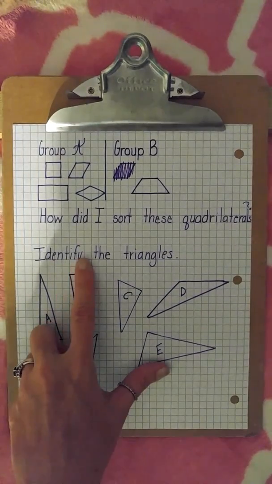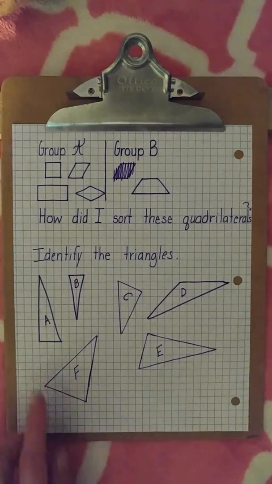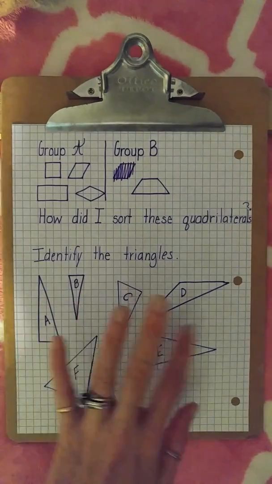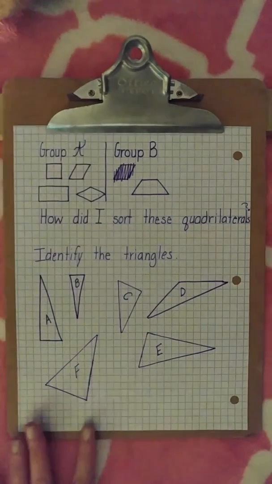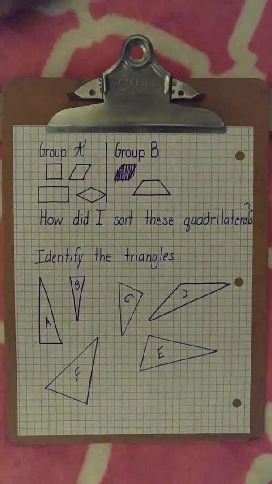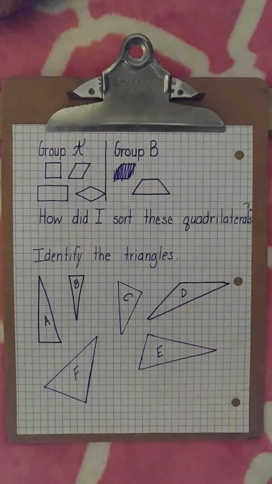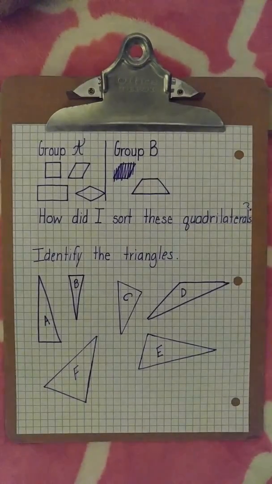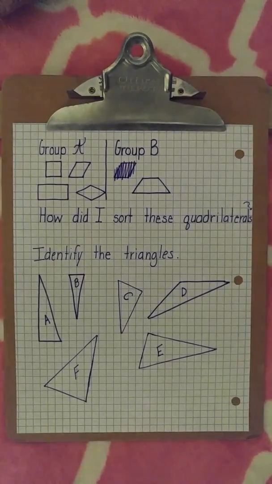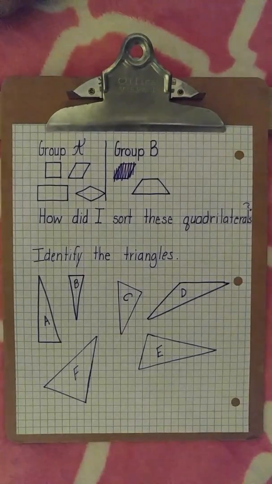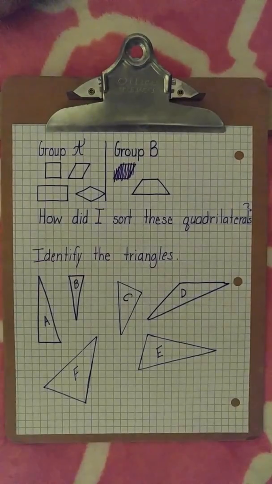The next one is identify the triangles. So I have put 2, 4, 6 different triangles on this paper, and they need to identify the types of triangles. Again, remember, triangles we identify by the types of angles. If they have all 3 acute angles, it's an acute triangle. There are different types of acute triangles. They do not need to know those names. They only need to know that all 3 angles are acute, so it makes an acute triangle.